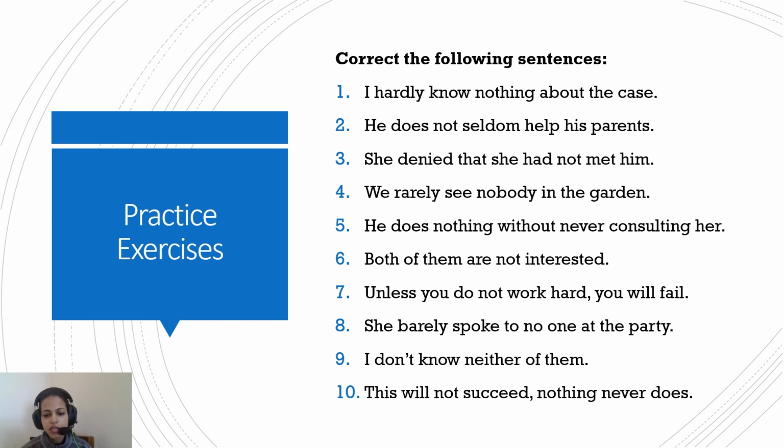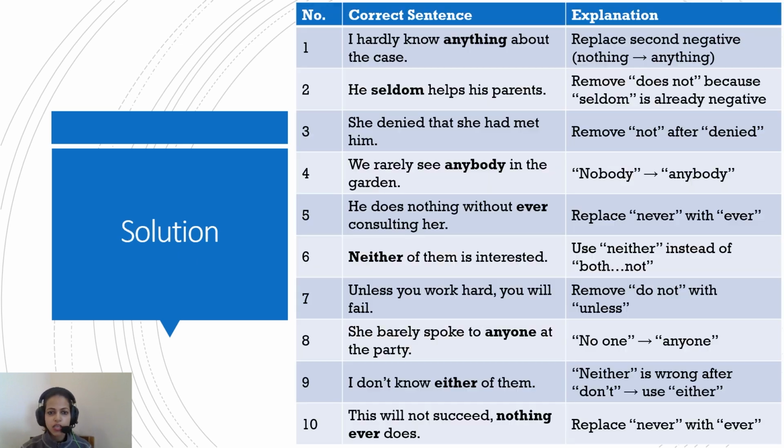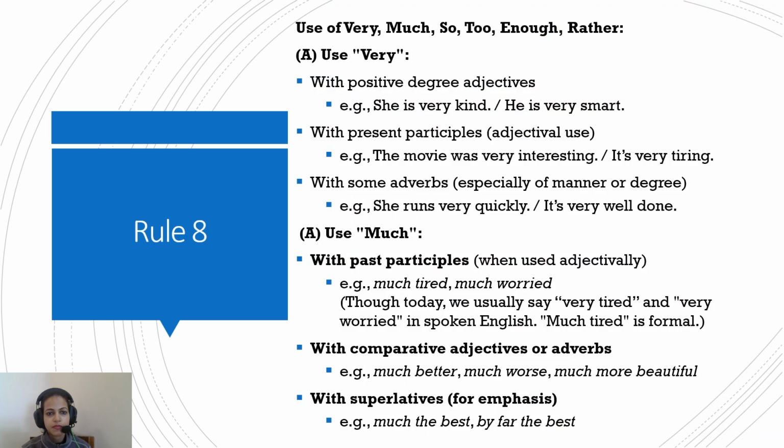"This will not succeed. Nothing never does." This is very wrong. "This will not succeed. Nothing ever does," because nothing and never are double negatives. And since we are not rappers, we don't use double negatives in one statement. So I hope this rule is clear by now. So these are your solutions and you can have a look at them.